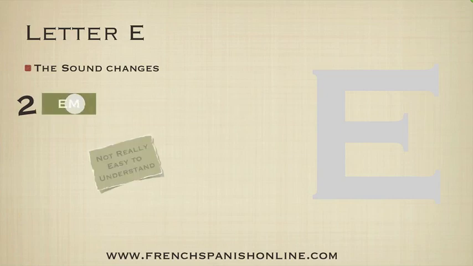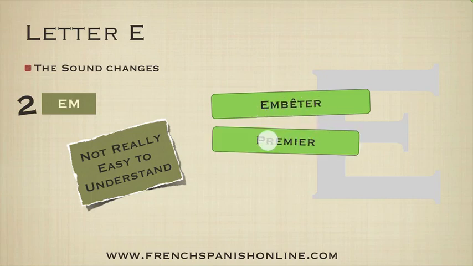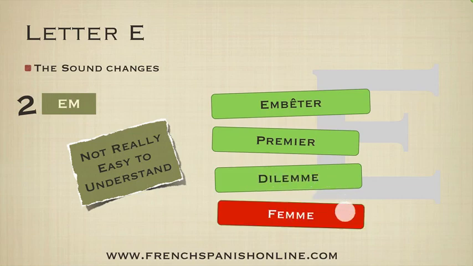E and M, actually it's the same thing, it's not really easy. We have the sound en, embêter, to annoy, to bother. Premier, so the sound premier, first. The sound est, dilemme, dilemme. But we have an exception here. To say wife, we say femme. So here is like the letter A, femme.